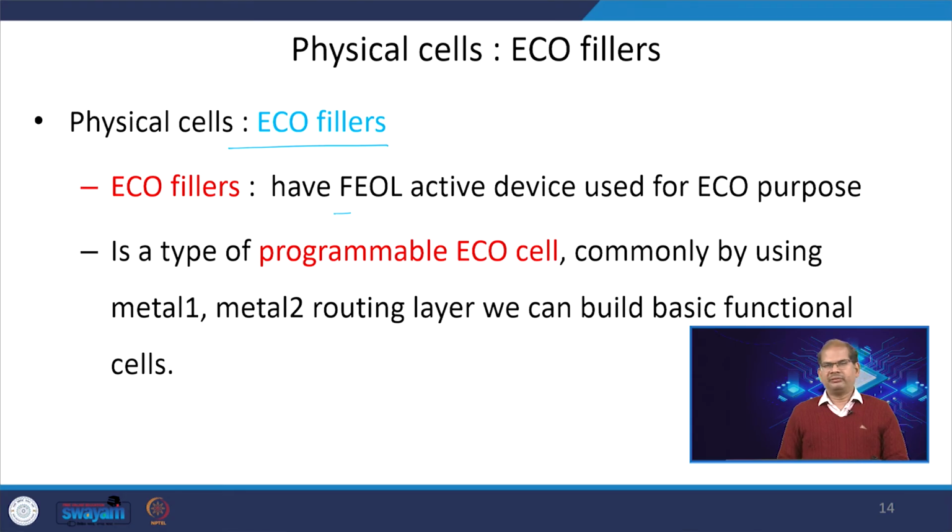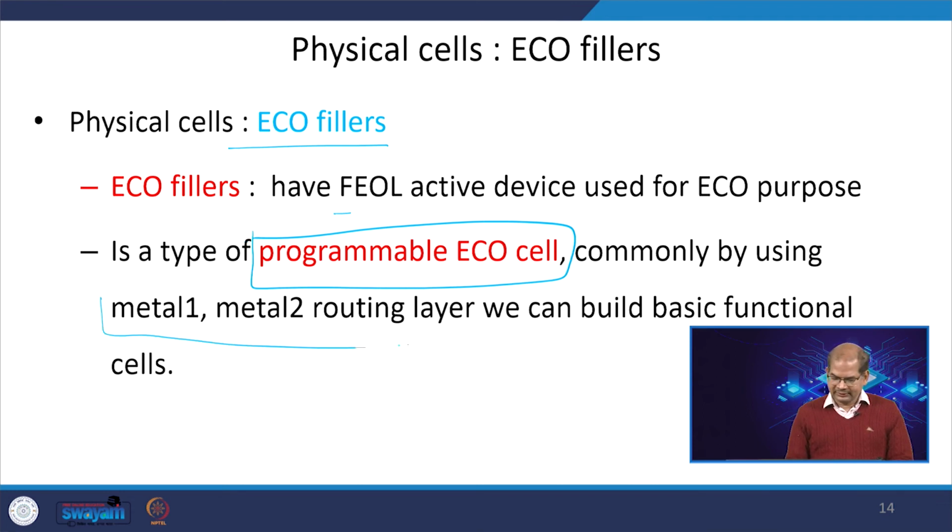But let us say there is some kind of issue in a later part of the design. These cells can be programmable, so it is a programmable ECO cell. What it does is that you can connect metal 1 and metal 2 routing layers to create a logic. So, if some functionality is not working in the final chip, then we can redesign the cell by connecting the metal 1 and metal 2 routing again, and we can save the cost of refabricating this chip again.